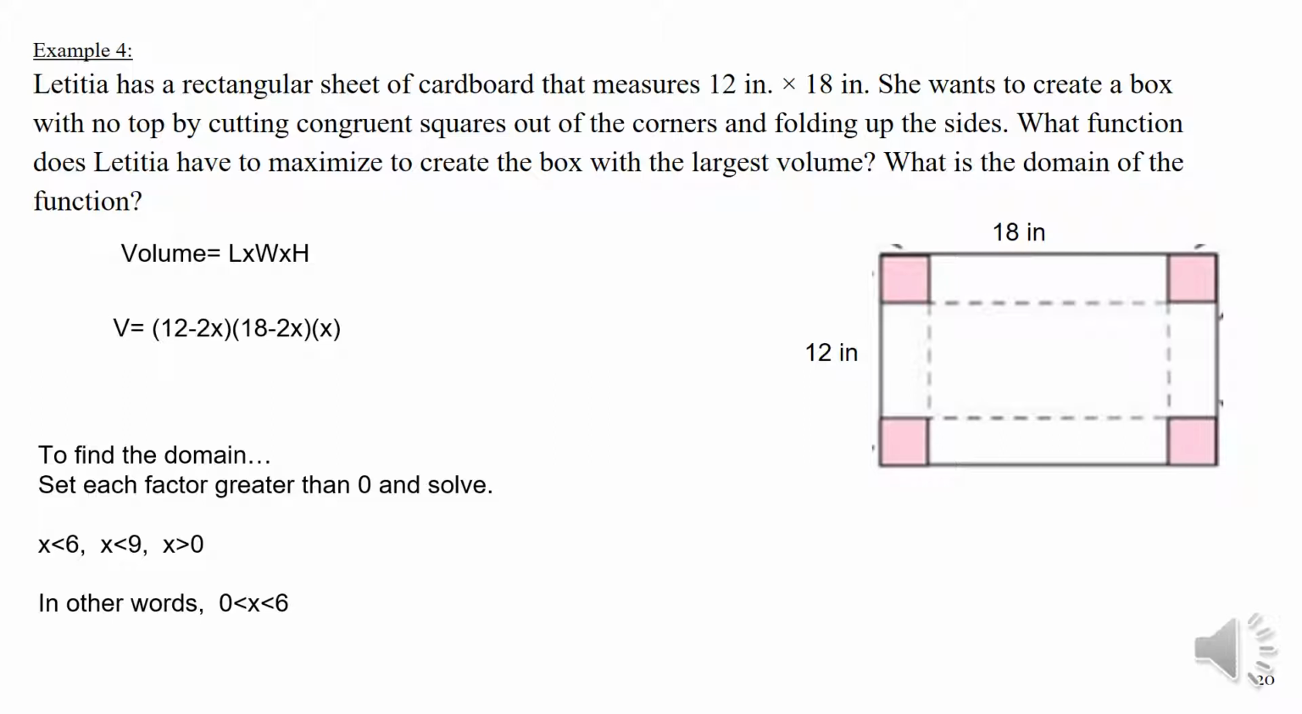When thinking about our domain, we need an x value that's bigger than 0, but smaller than both 6 and 9. In other words, 0 doesn't work because 0 is not greater than 0, but 1, 2, 3, 4, 5, right? Those are all valid, but 7 doesn't work. 8 doesn't work. So our best way to write the domain would just be to write 0 to 6.